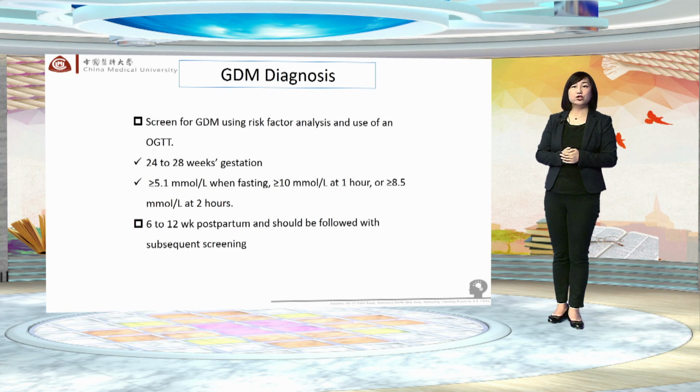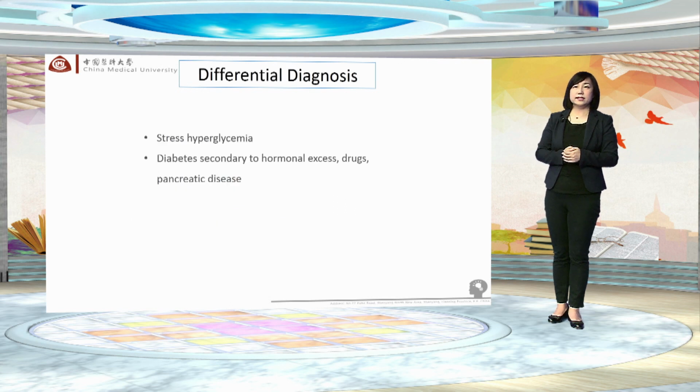Women with GDM should be screened for diabetes 6 to 12 weeks postpartum and should be followed with subsequent screening for the development of diabetes or prediabetes at least every 3 years. Diabetes also needs to be differentiated from other elevated blood sugar situations, for example, stress hyperglycemia, diabetes secondary to hormonal excess, drugs, and pancreatic diseases.